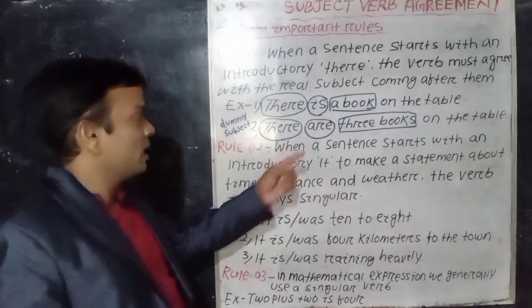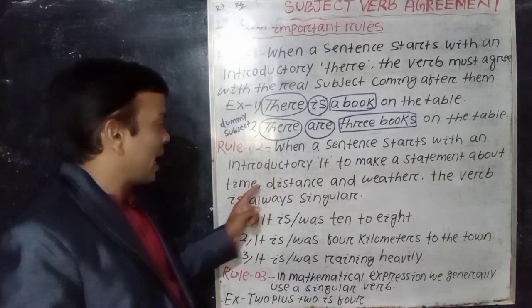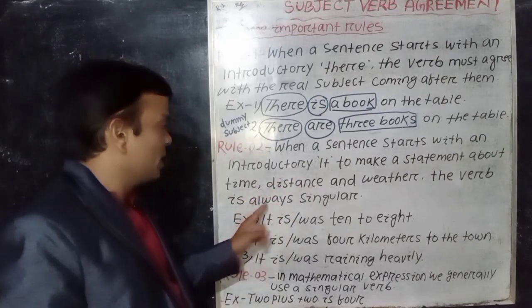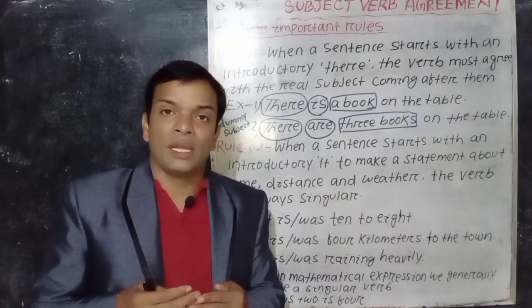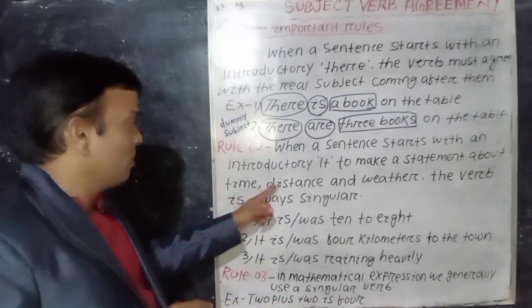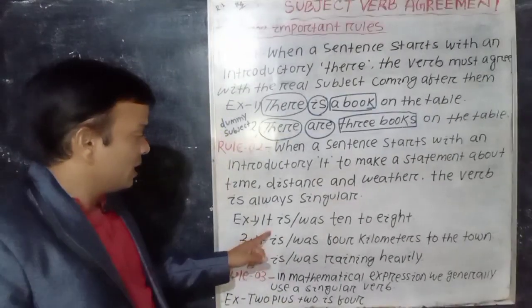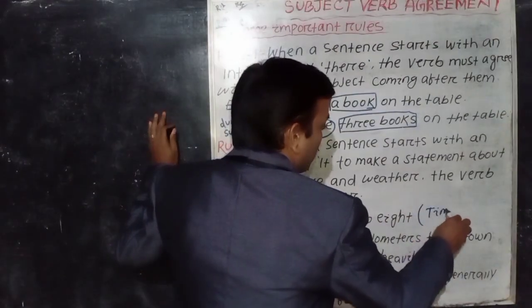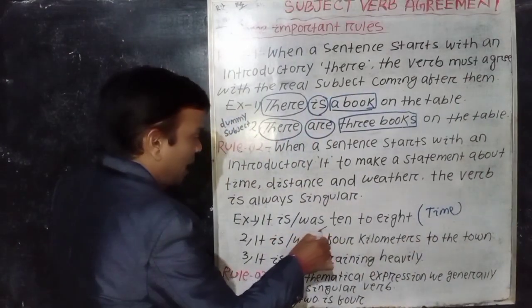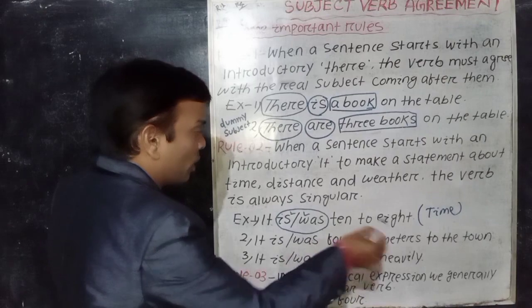Then second rule, when a sentence starts with an introductory it to make a statement about time, distance and weather, the verb is always singular. Remember the important thing, when an introductory it is used with time, distance and weather, the verb is always singular. See, it is or was 10 to 8. This refers to time. So the verb is either present tense or past tense, but it is the singular form, is or was. Clear?